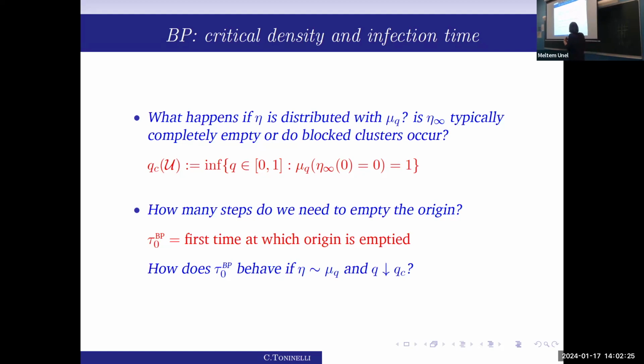How does it behave when we go to the critical parameter? It will diverge. So when the parameter Q is smaller than QC, remember, it means that there are blocked clusters that percolate. So this time can be infinite. So in particular, the mean of this time will be infinite. While above it, it's finite. So how does it diverge when we approach this critical point? Any questions?